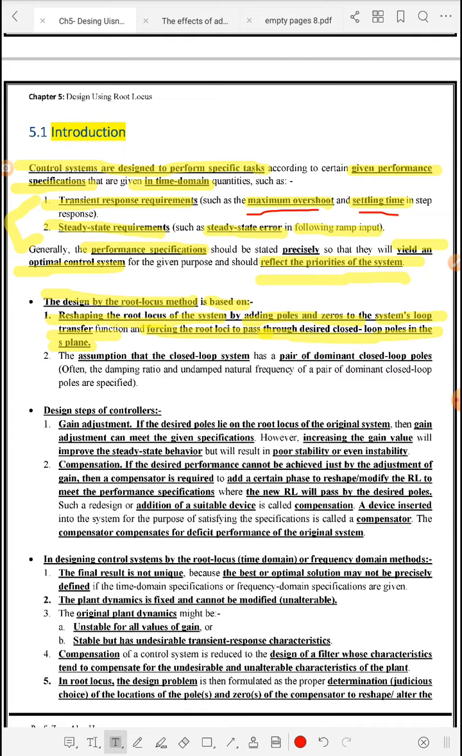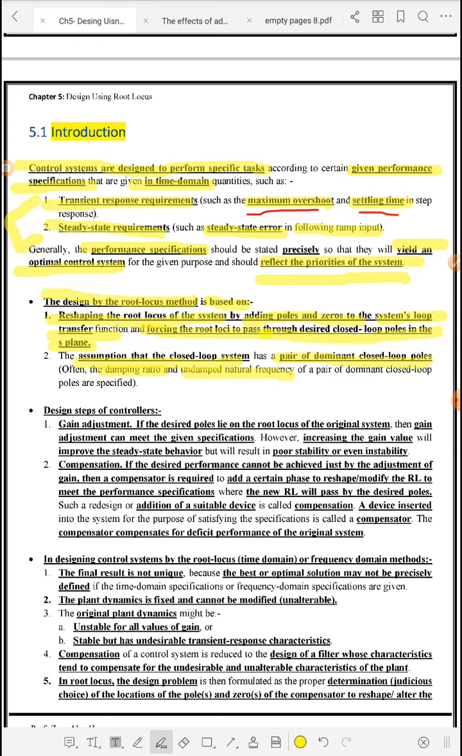And the second fact is the assumption that in the new closed loop system, after the addition of the poles and zeros or the addition of the controller, we have a pair of dominant closed loop poles that were specified according to a certain damping ratio, which is zeta, and undamped natural frequency, which is omega n.